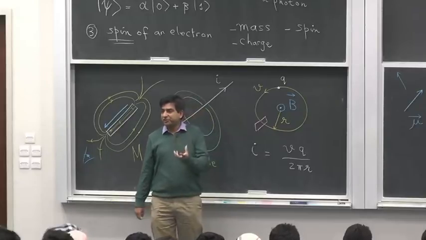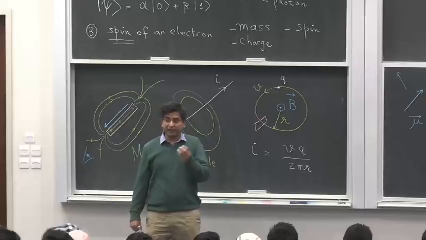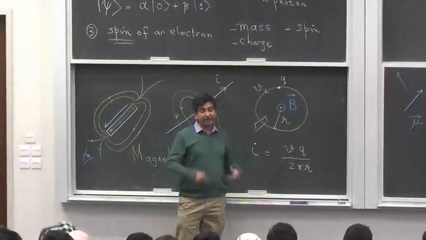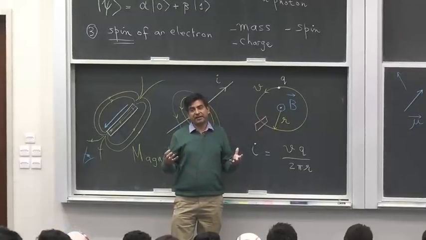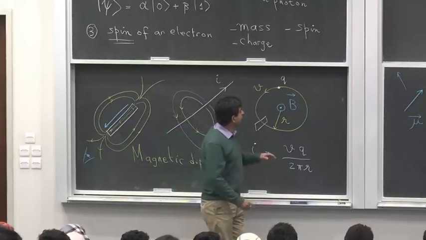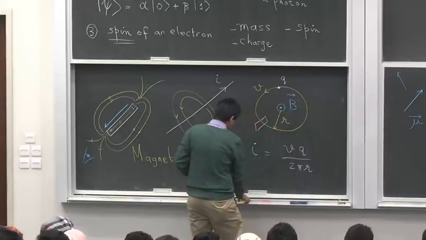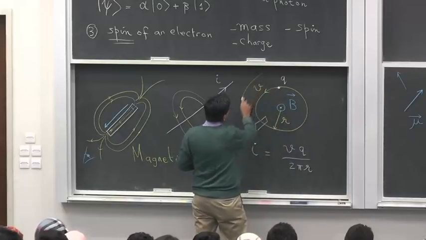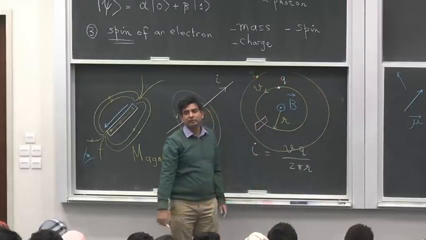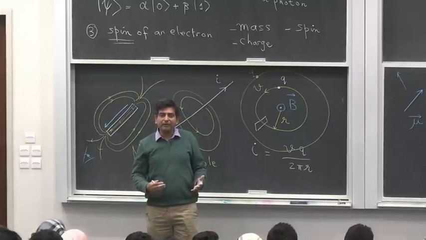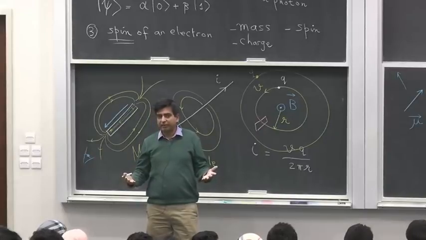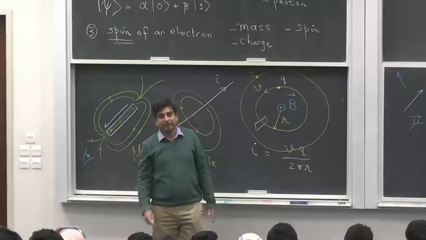Alright? Now it's intuitive that stronger the charge, bigger the charge, bigger will be the magnetic dipole strength. Higher the speed, the bigger should be the magnetic dipole moment. Alright? And what if I make this radius larger? So instead of having a loop that is smaller, I have a bigger loop. The same amount of charge goes around in a bigger loop. How will that affect the magnetic dipole strength? Okay? It's going to increase.